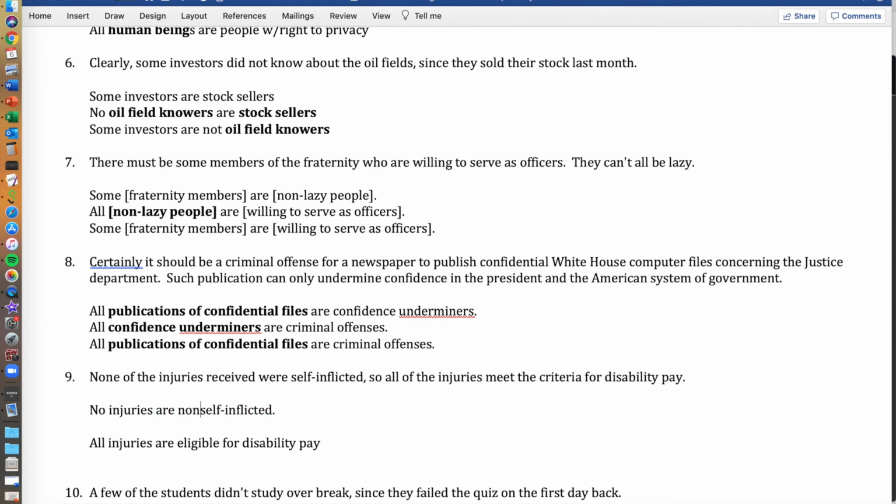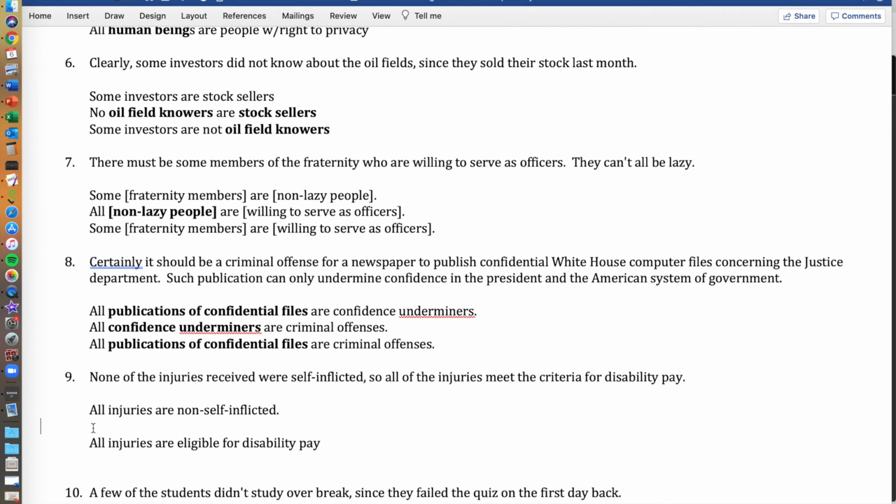So self-inflicted becomes non-self-inflicted, and no becomes all. All injuries are non-self-inflicted, therefore all injuries are eligible for disability pay. And now we're prepared to apply the rules of inference to generate the missing premise. I now have a universal affirmative conclusion and a universal affirmative premise after my obversion.